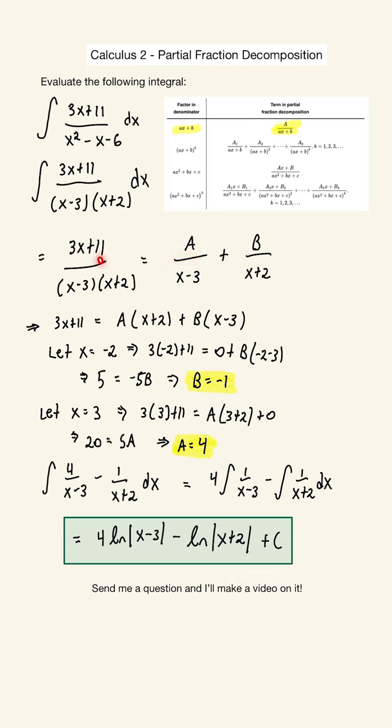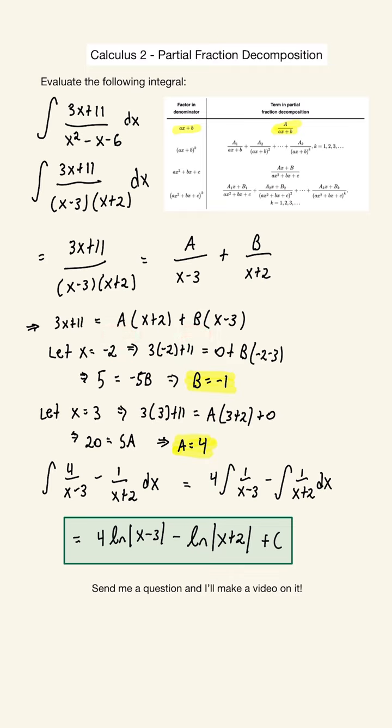The next step is we can go ahead and multiply this denominator through to the right-hand side. And that way it'll get rid of our fraction on the left-hand side and then simplify like terms. So we'll have 3x plus 11 is equal to A multiplied by x plus 2 plus B multiplied by x minus 3. And the next step is we want to solve for our A and B terms.